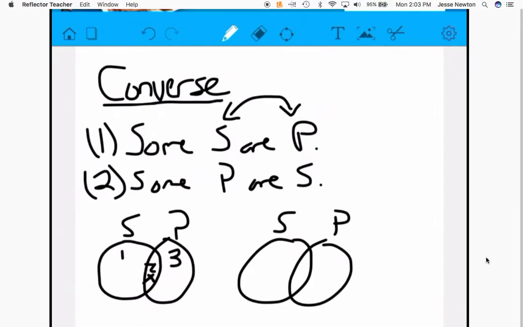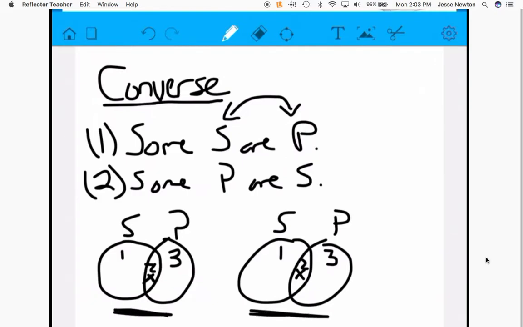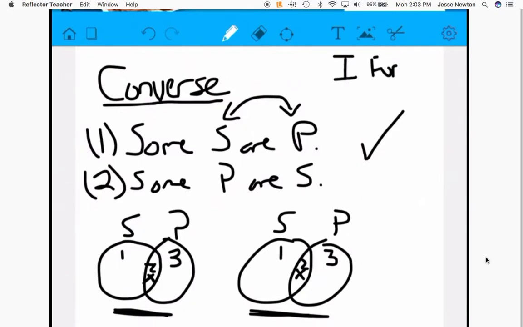If we switch P and S, like I put a P on this side and an S on this side, that wouldn't work. So we keep P and S in the same places they were. How do you think you'd show that some P are S? Well, basically, you just put an X right there. And that shows you that some P are S. And so we look at these and we say, well, look, this diagram here is the exact same as this diagram here. So yes, for an I-form proposition, its converse is logically equivalent.